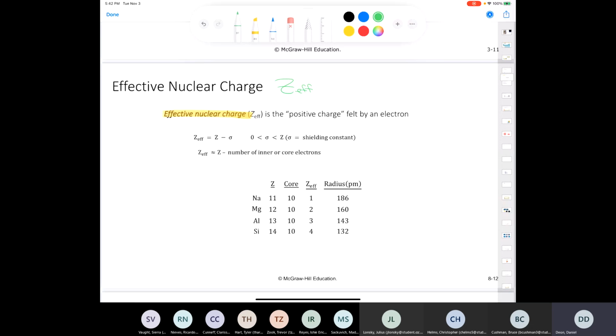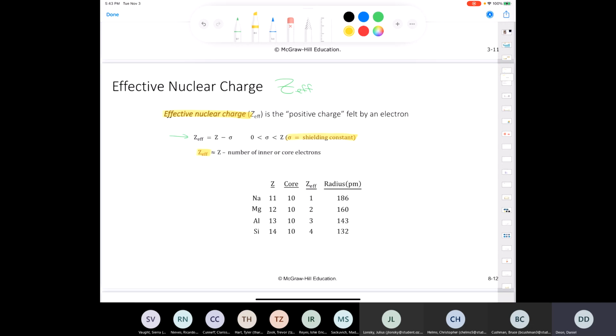The way that you calculate effective nuclear charge is shown right here. Effective nuclear charge is the atomic number minus sigma. Now, sigma is called the shielding constant. Actually looking at the values of the shielding constant is a little bit beyond the scope of our class, but there's a very close approximation that you can calculate literally on your fingers to give you the effective nuclear charge. And that is shown right here.